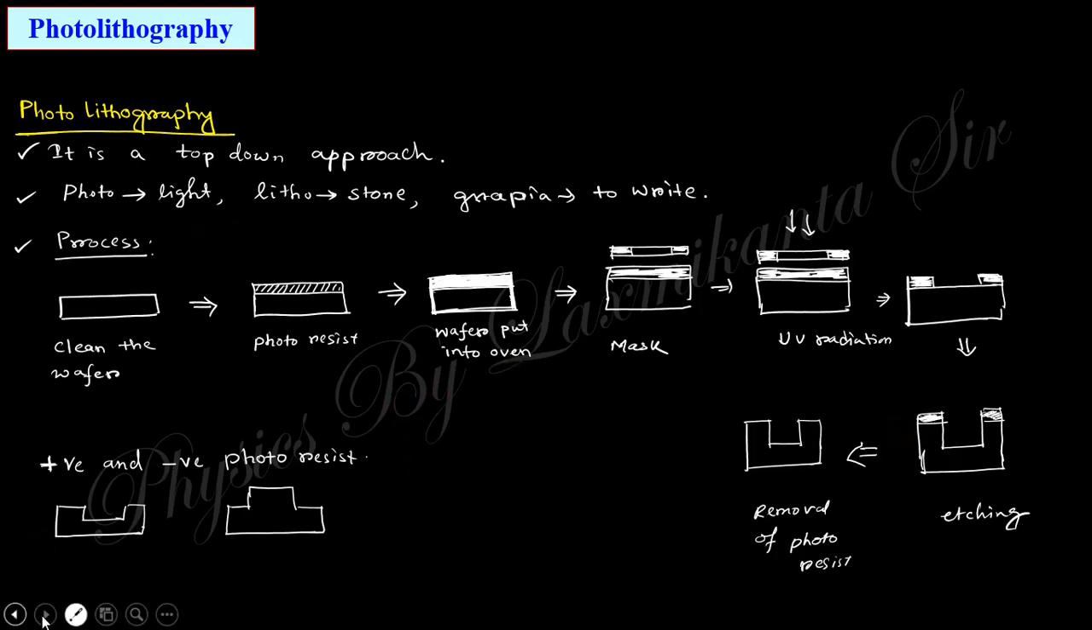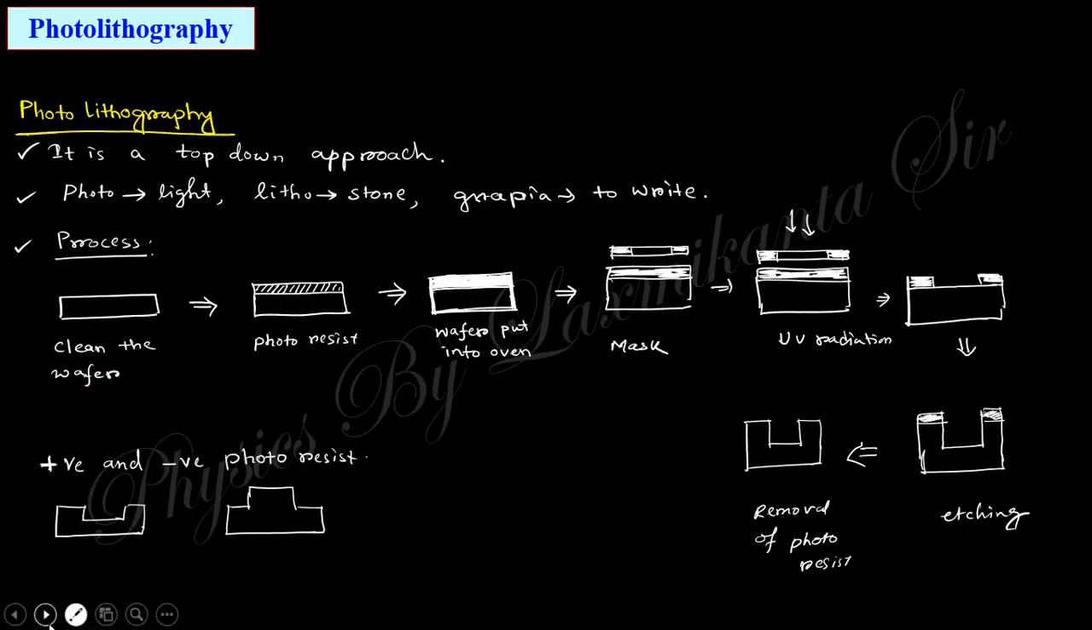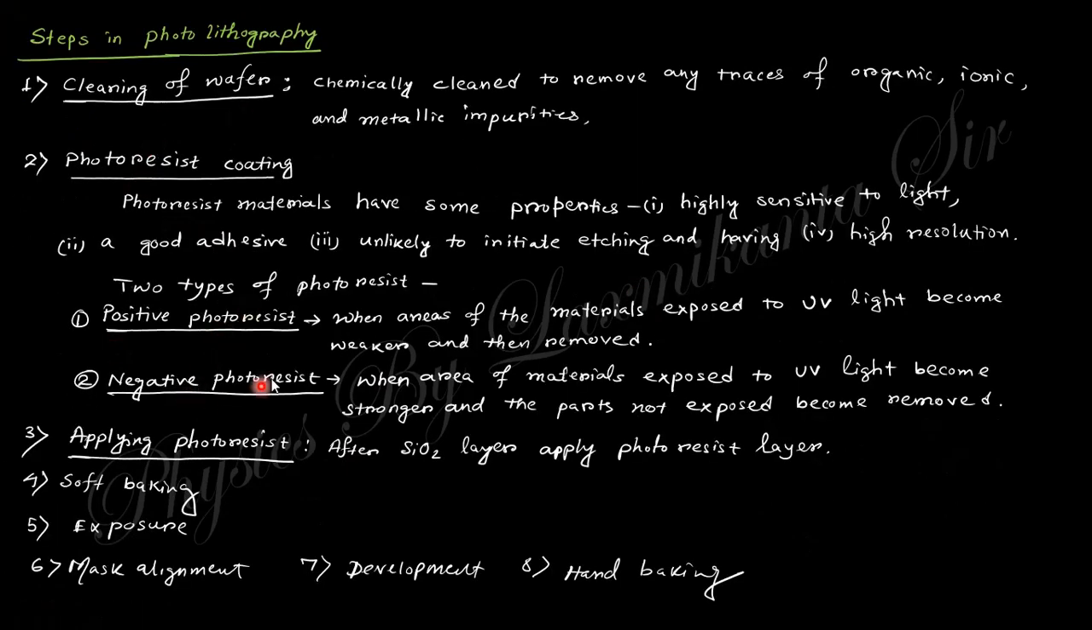Okay, the steps are written here, which we have discussed. These are the steps: cleaning the wafer, photoresist coating, then positive or negative photoresist application, then soft baking, then exposure with mask alignment, development, and baking.